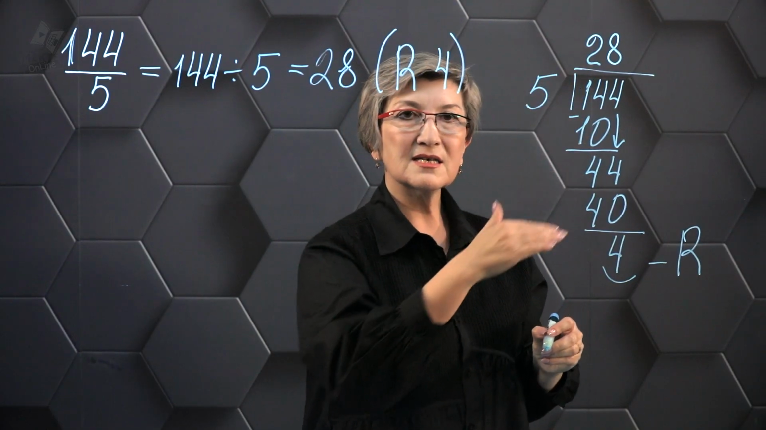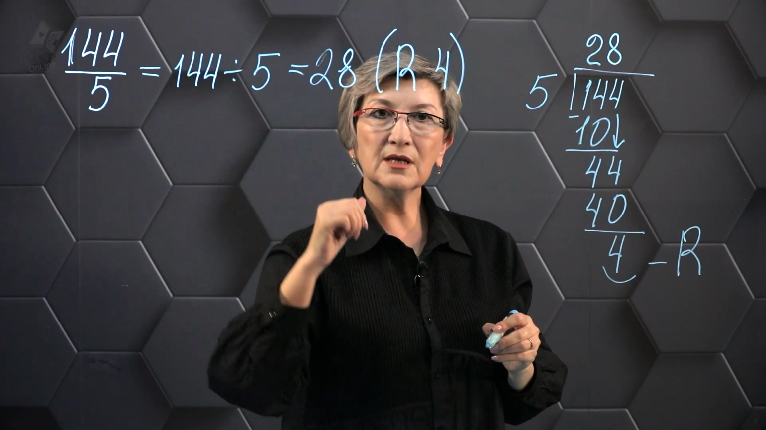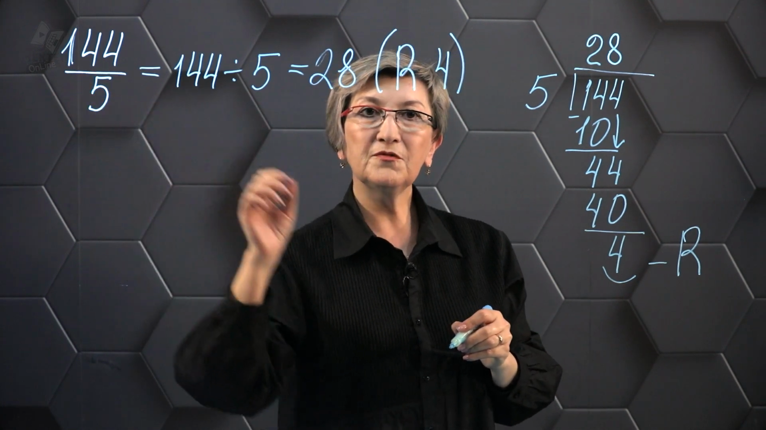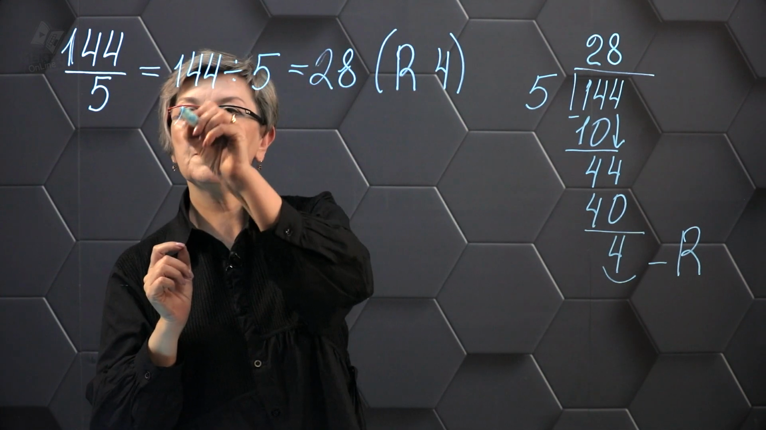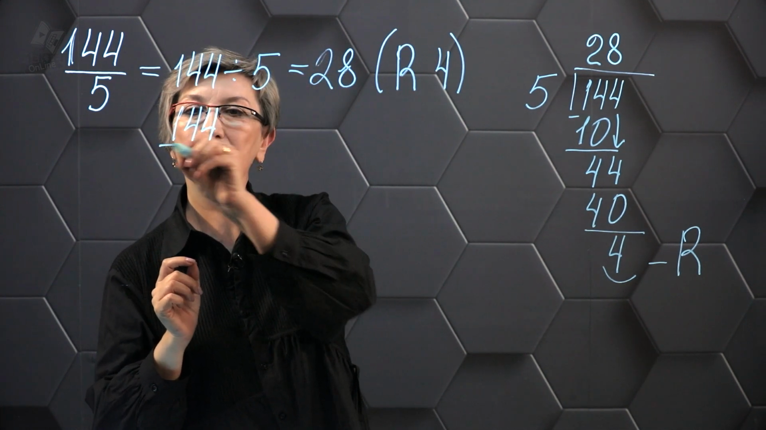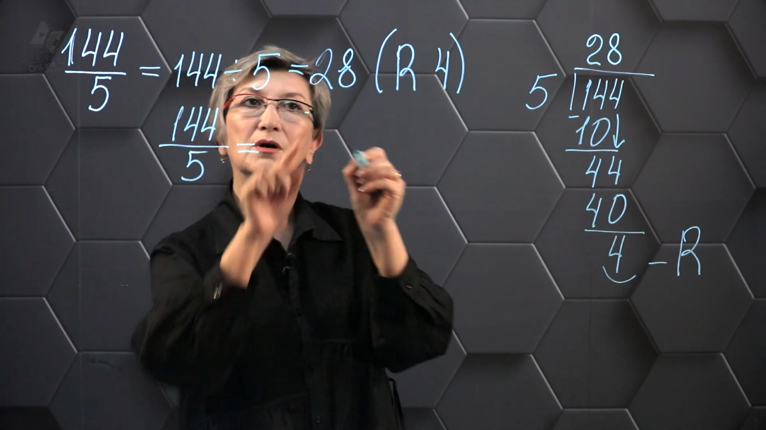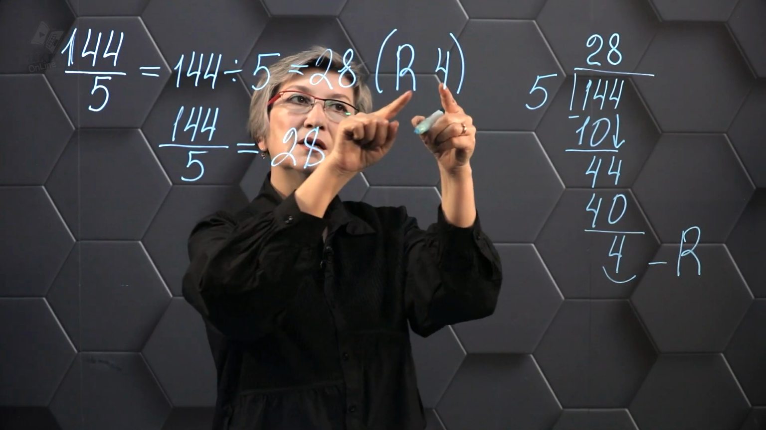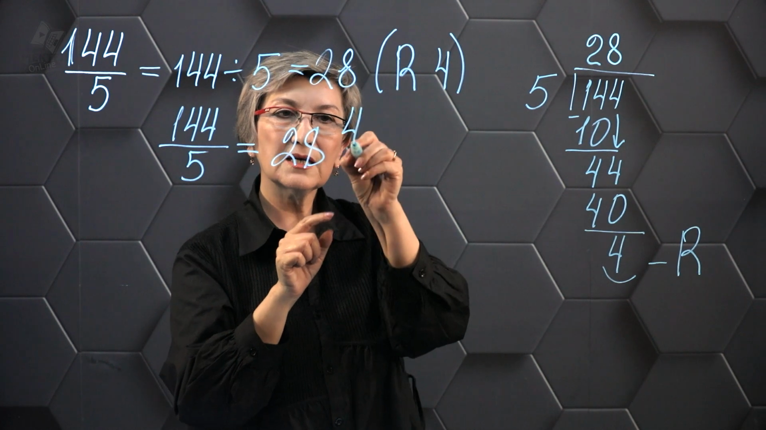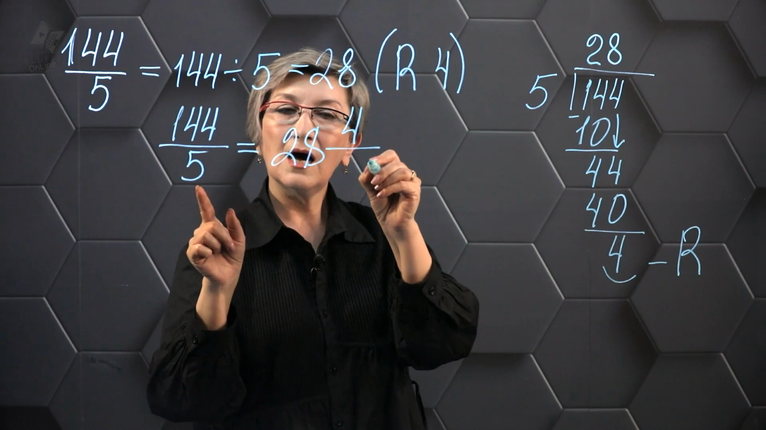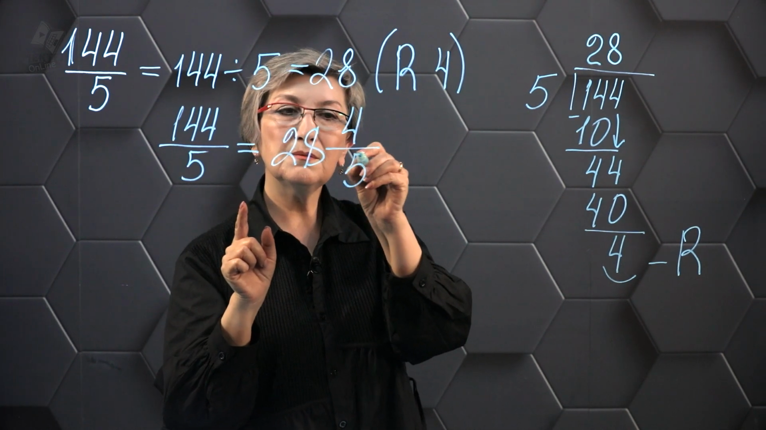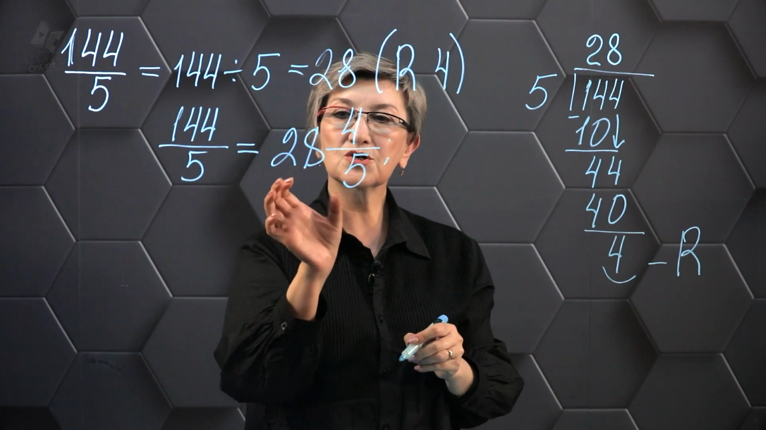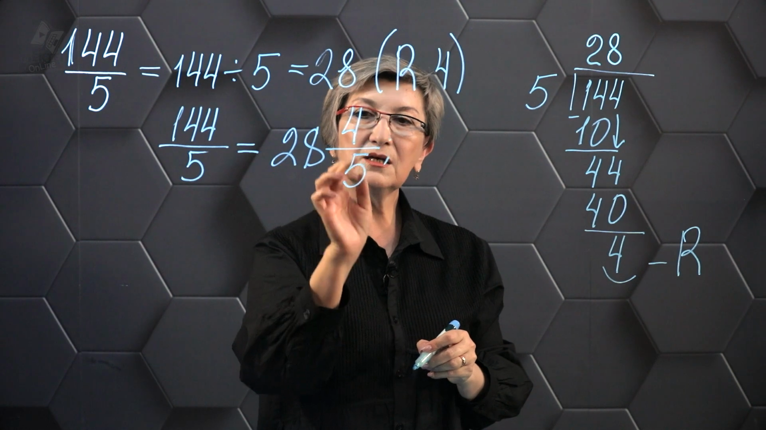After I've divided 144 by 5, I can write down this fraction as a mixed number. Let's write it down. 144 fifths is equal to 28 whole numbers. 4 is the remainder. I write it in the numerator and rewrite the denominator. The result is the following mixed number, 28 whole 4 fifths.